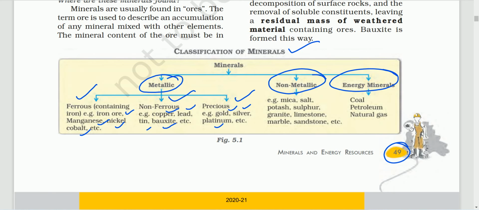Then non-metallic, which do not contain metals. Example: mica, salt, potash, sulfur, granite, limestone. These are rocks. Marble, sandstone, these are rocks. And next we have energy minerals, for example, coal, petroleum, natural gas. So these are the different types of minerals we find in our textbook.